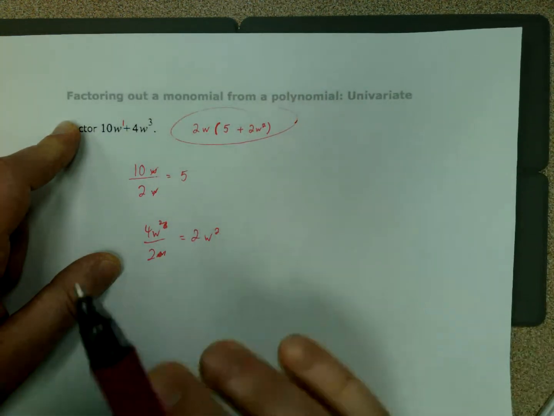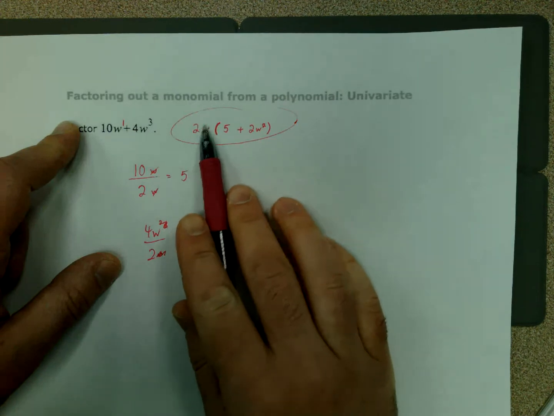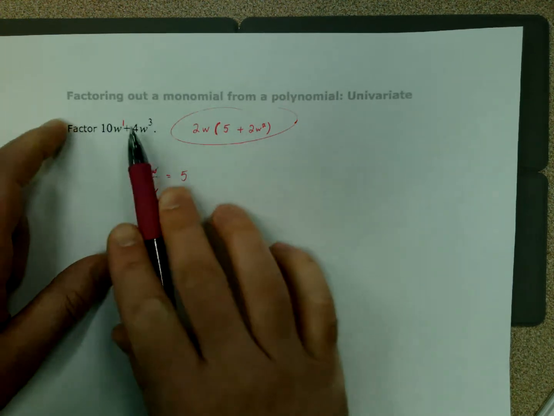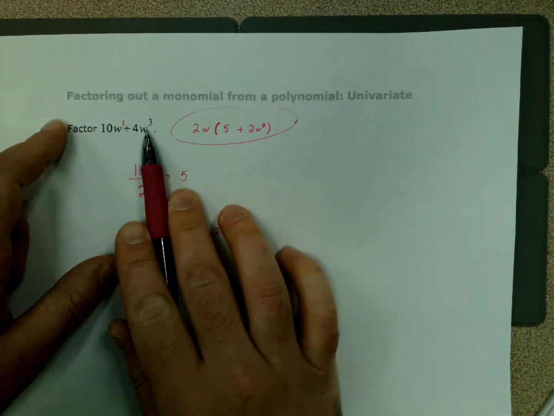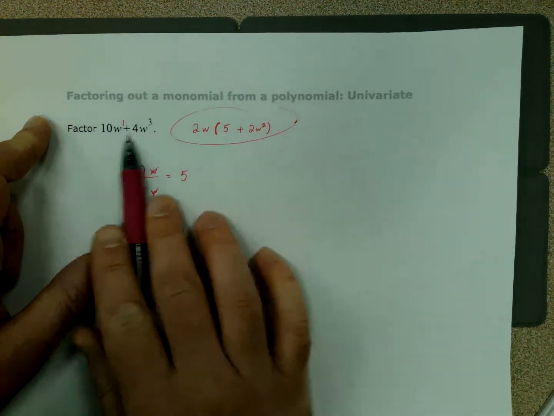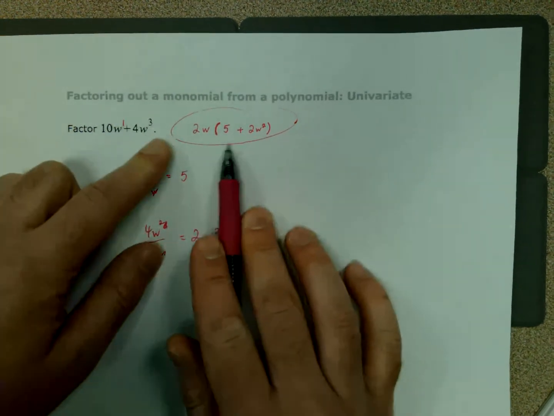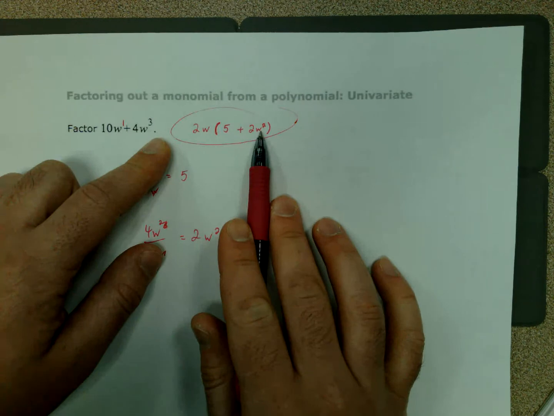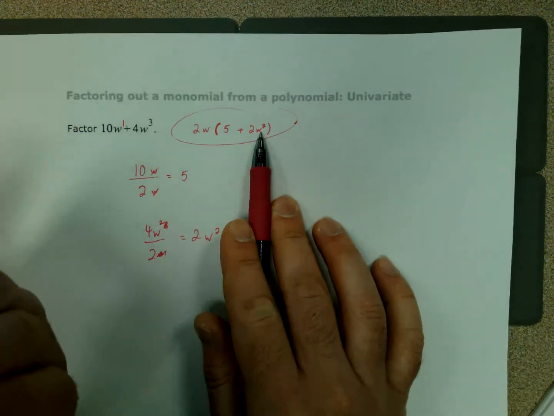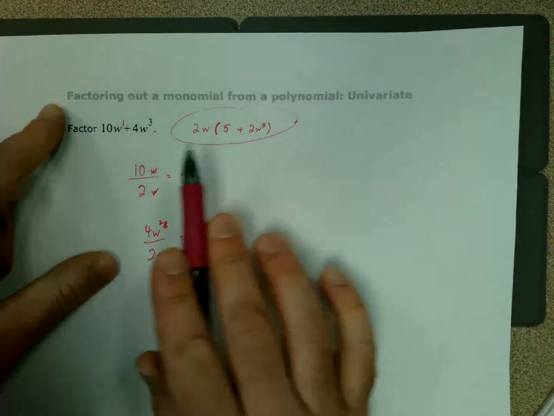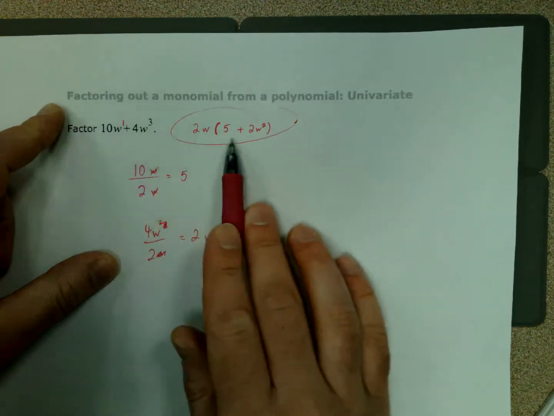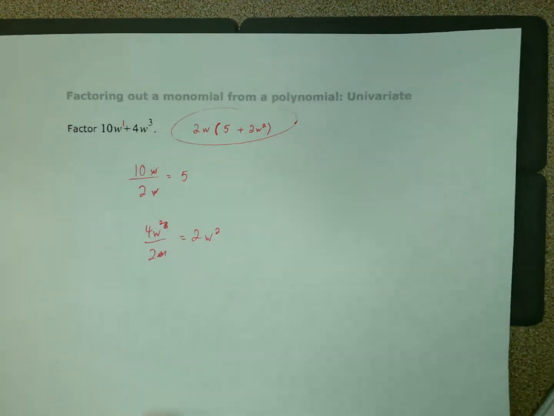Remember, you can always check. There's kind of 2 things to keep in mind here. You can check by distributing this back in to make sure that you end up where you started. And also, however many terms are in your polynomial, you need to have the exact same number of terms in your remainder. Even if something completely divided out, you're going to put a 1 there. So I had 2 terms here, and I have 2 terms in here. So that means I'm probably on the right track.